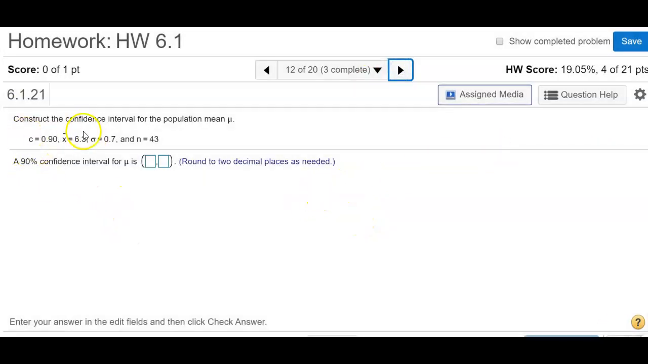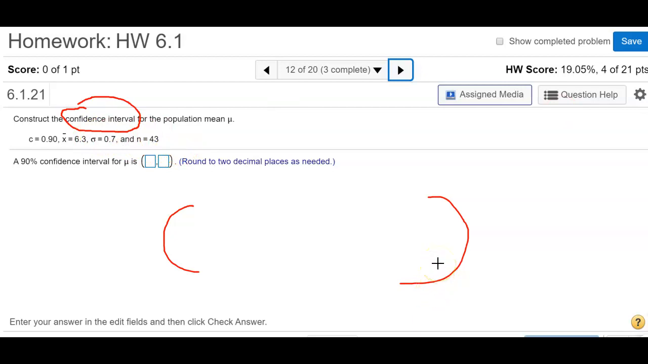Okay. Construct the confidence interval. Please keep in mind, every time you see the words confidence interval, it is telling you that you have to give me an interval. That means you're going to give me a lower limit and an upper limit, the interval estimate. So that's what confidence interval means.